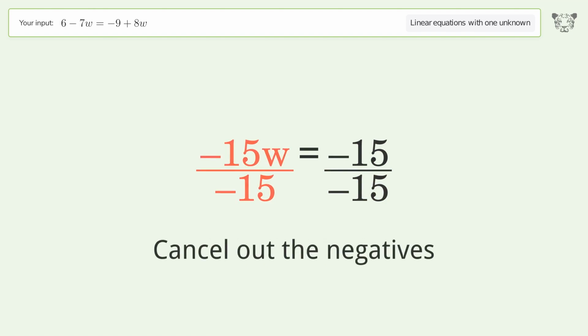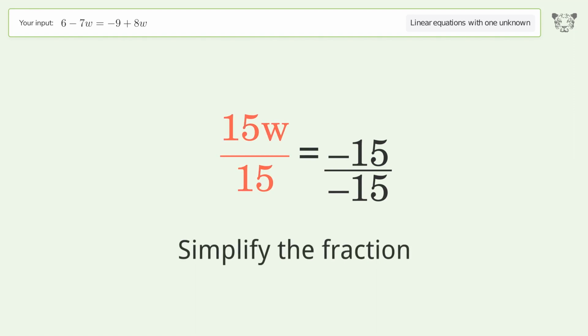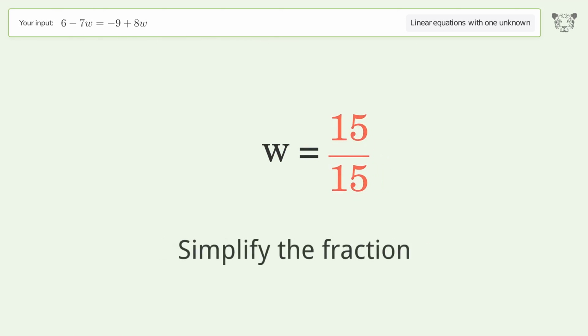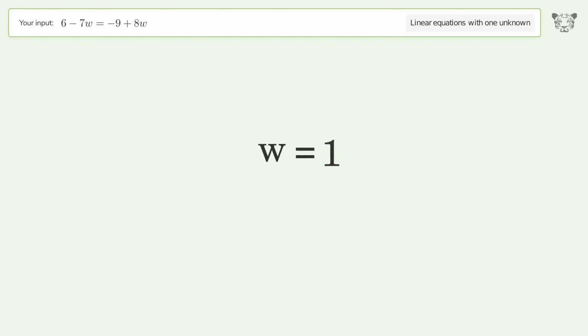Cancel out the negatives. Simplify the fraction. Cancel out the negatives. Simplify the fraction. And so the final result is w equals 1.